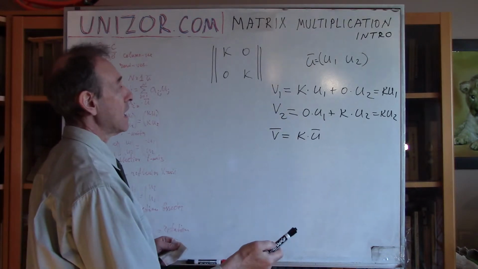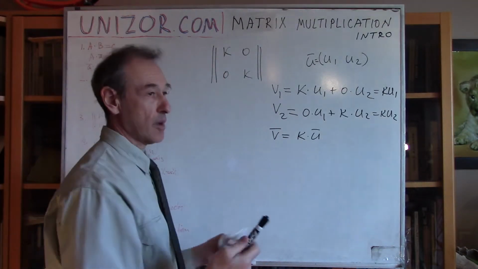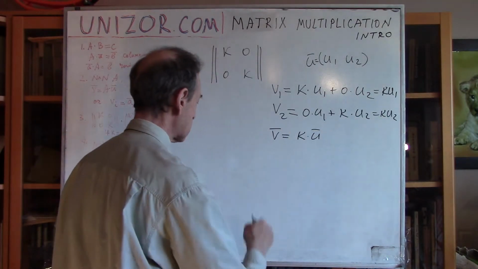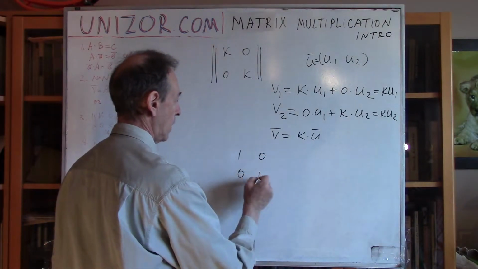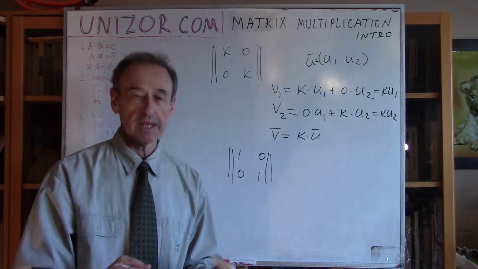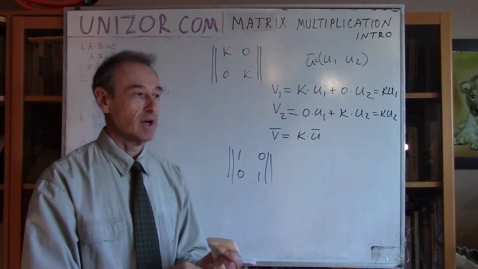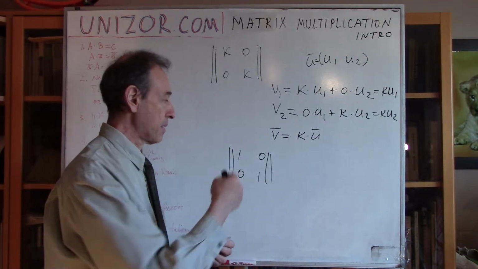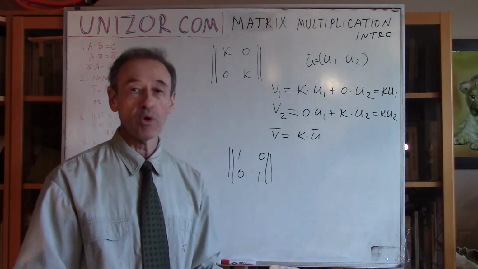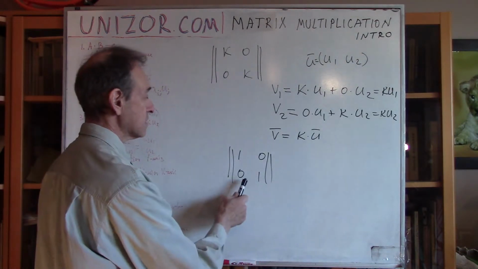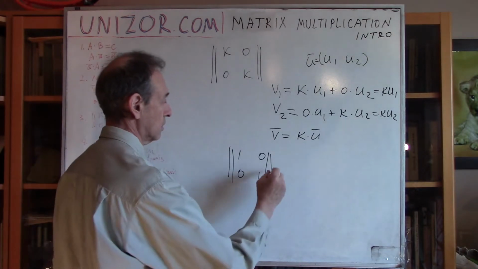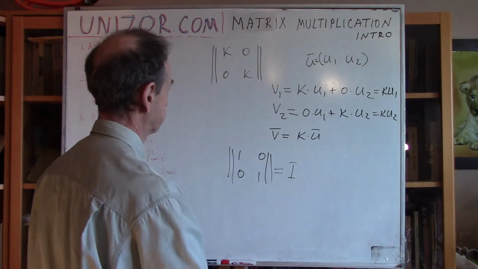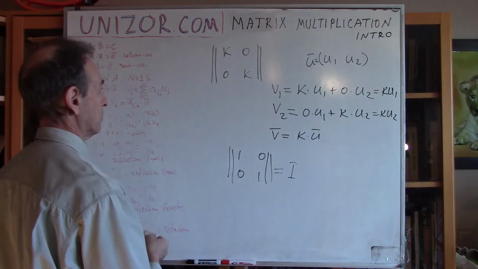Okay? Now, a particular case of that, if k is equal to 1, obviously we have no transformation, right? We're multiplying by 1. So the matrix 1, 0, 0, 1 plays in the multiplication lingo the role of unit matrix. Multiplication by this particular matrix results in basically no change in the vectors. So this is called the unit matrix. And the usual notation is with the letter I. Okay? Now, let's consider another example.